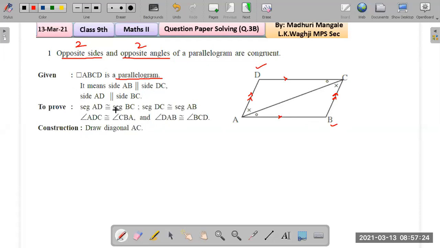And construction: it was not mentioned in the diagram to draw the diagonal AC, right? We have done it for the solution. So you should mention the construction that we are drawing diagonal AC. All right, now let us look at the solution. We mention the solution like this. And what will be our approach? How do we prove that the sides are congruent?